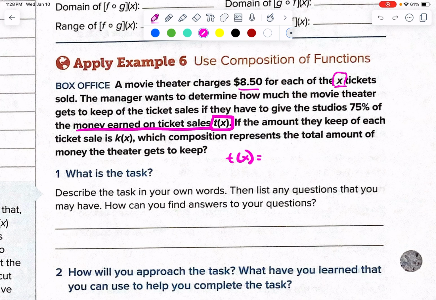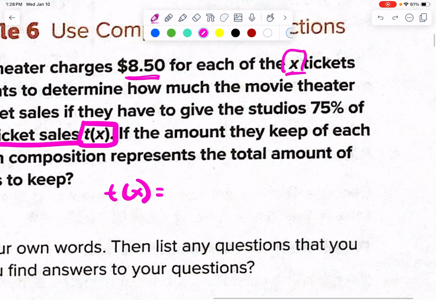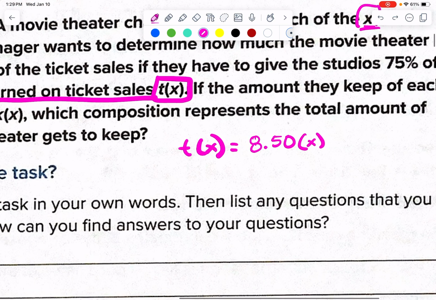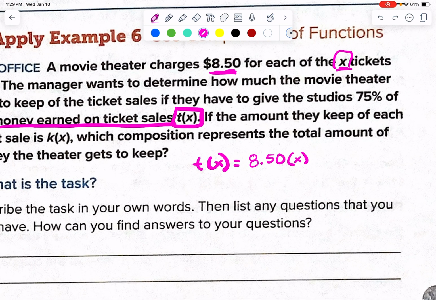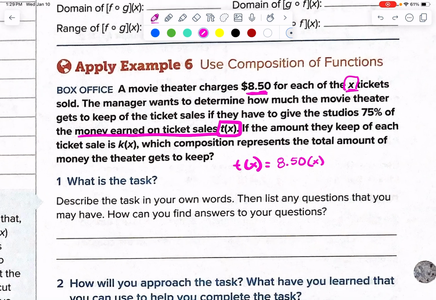If I'm charging $8.50 for each ticket, all I would need to do is take $8.50 times X to figure out how much money I made, right? Like if I sold one ticket, that would be $8.50. If I sold 2 tickets, that would be $17. If I sold 3 tickets, you keep multiplying by $8.50, etc. That's how you figure out what you get.